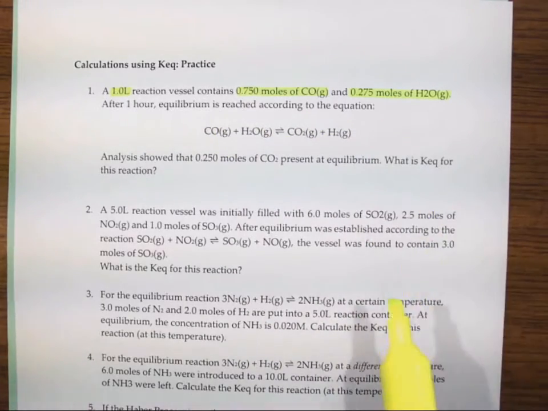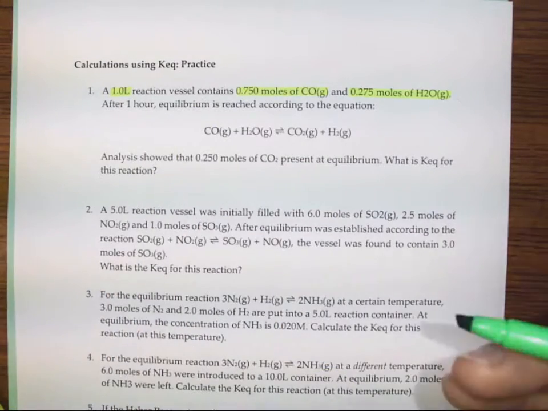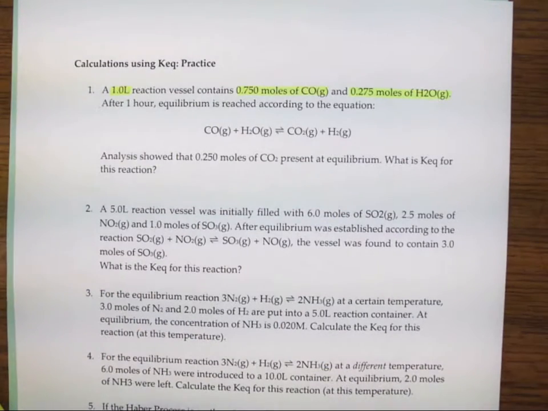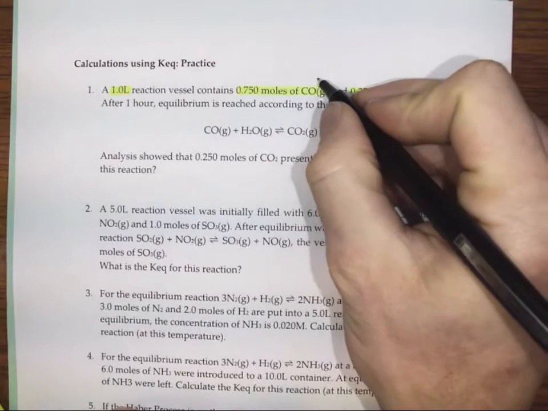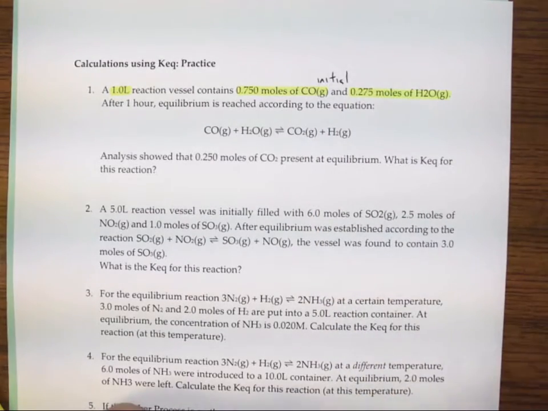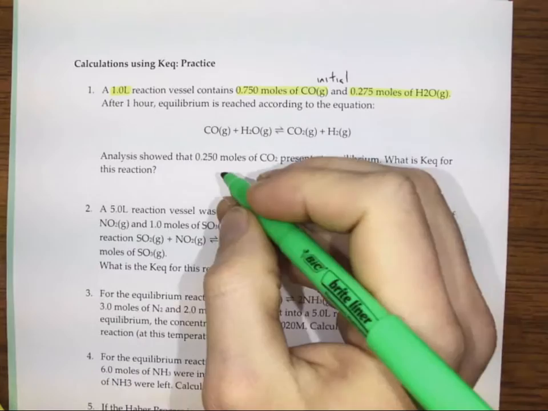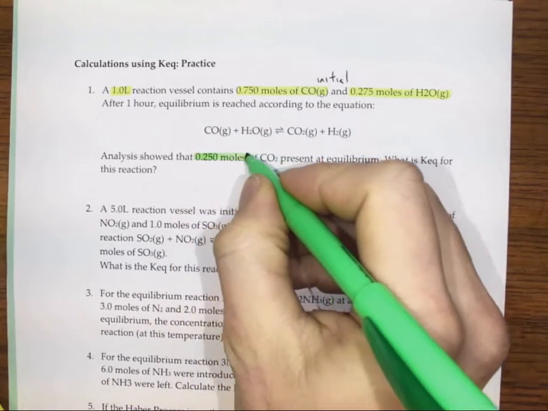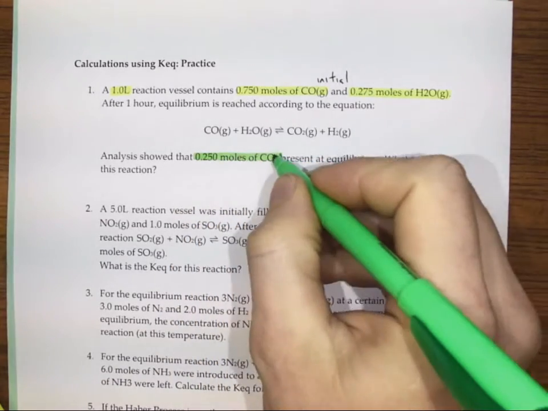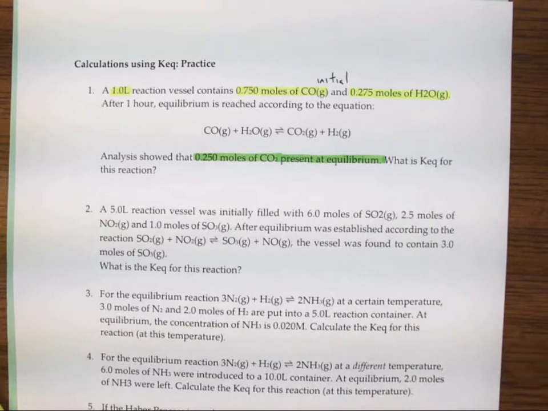Okay, so it says later equilibrium is reached. So this, to me, implies that these are initial conditions. Those are not equilibrium conditions. All right, and then analysis showed that there's a 1/4 mole of carbon dioxide present at equilibrium. And the question is, what's the equilibrium constant for this reaction?